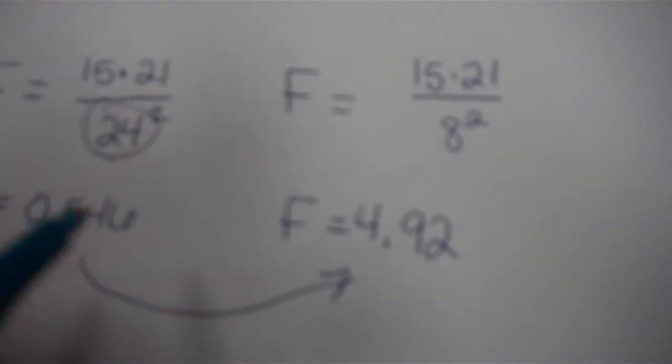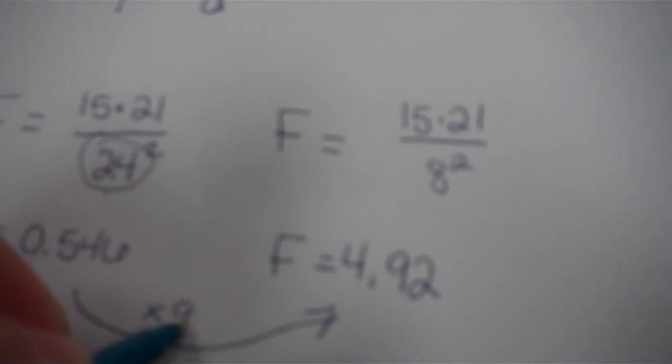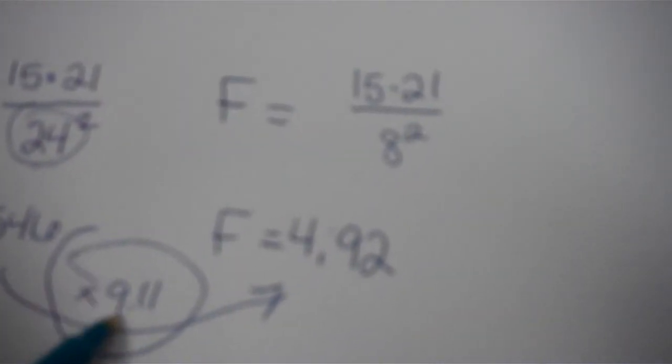Now looking at our answer choices, so basically this increases. When we multiply this number here by 9.11, we get this. So what's it increasing by? It's increasing by about 9 times. So if you look over on your answer choice, it says increases by a factor of 9.